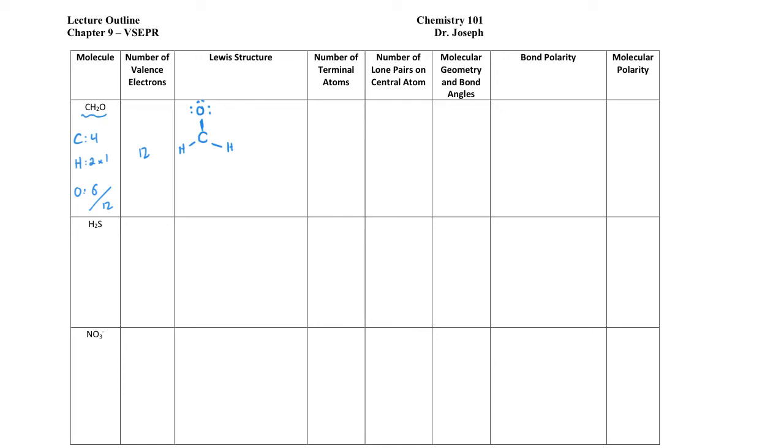So let's take a look at what's going on here. How many electrons have we used? Well, we've used 2, 4, 6, 8, 10, 12. We've used a total of 12 valence electrons putting this structure together. Now, we do have a problem, however. Notice the carbon in the center does not have an octet. It only has 2, 4, 6 electrons around it. That's a problem. So let's write that down as a note here, that this carbon atom does not have an octet.